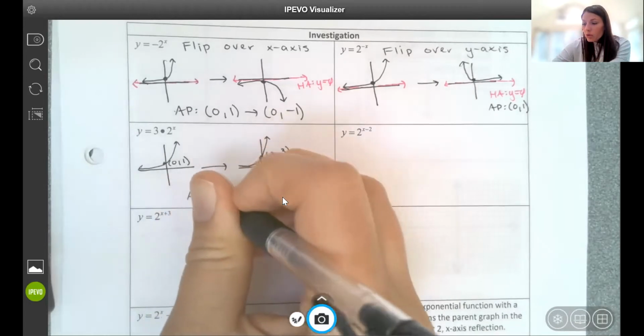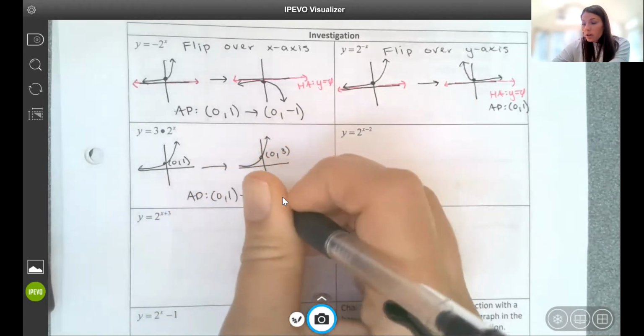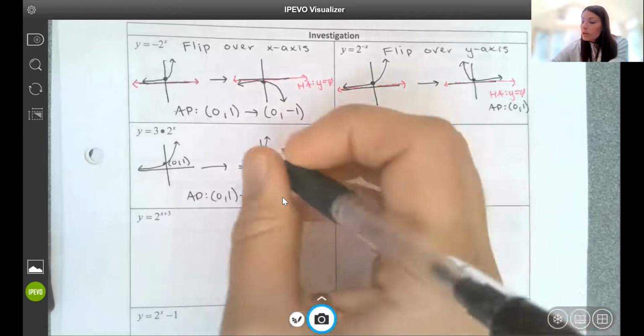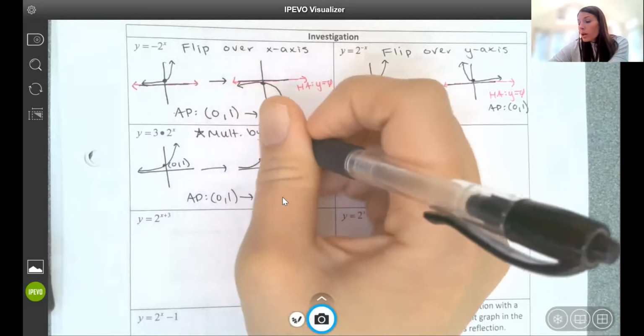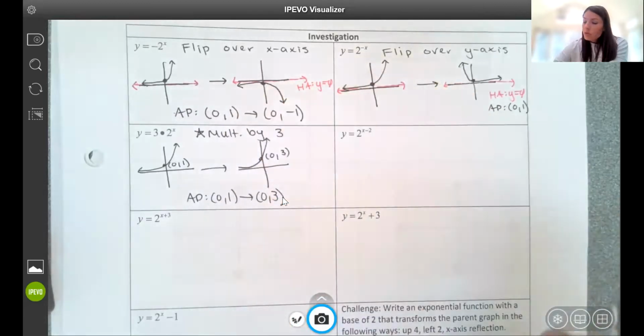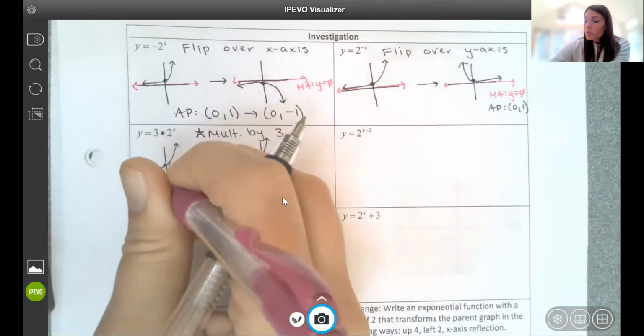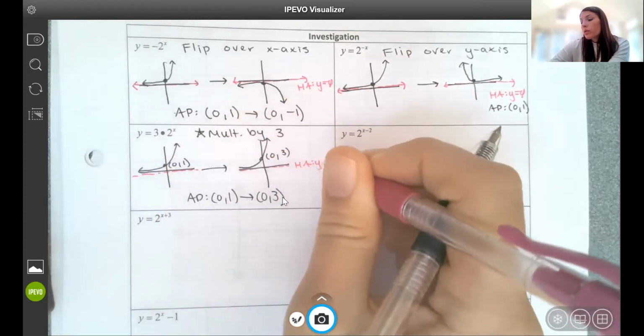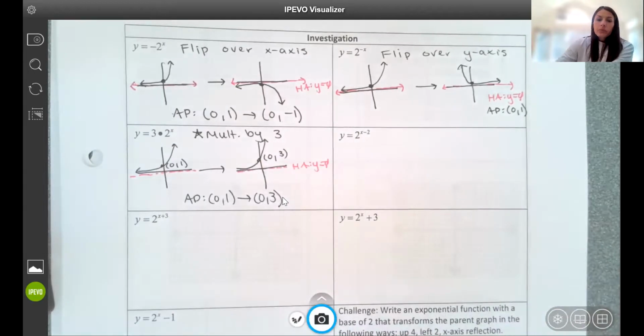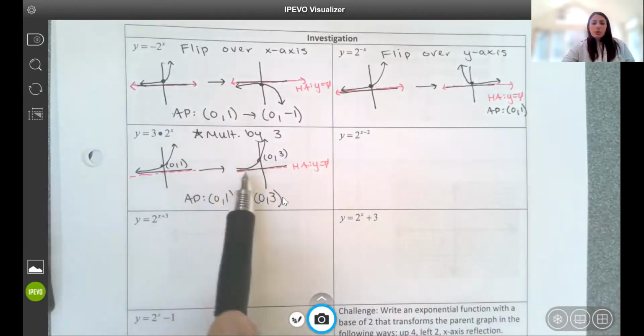The anchor point went from (0, 1) to (0, 3). And what's happening is it multiplied by 3. Okay, did it change our horizontal asymptote? No, we're still approaching 0. Okay, that one's kind of a standalone one.